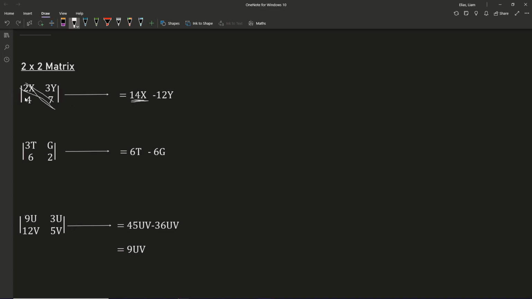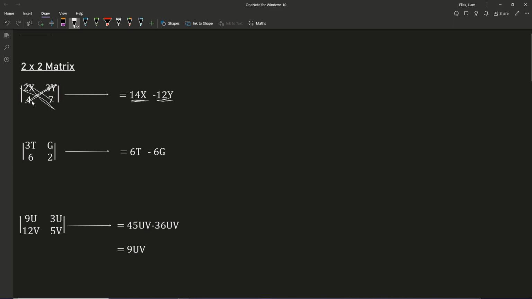From there, we're going to go from the bottom left to the top right and do the same crisscross multiplication. So we'll end up with 4 times 3y, which will give us 12y. The second term, where you're going from the bottom left to the top right, we subtract from the first term, where you're going from the top left to the bottom right. So it's going to be 14x minus 12y.